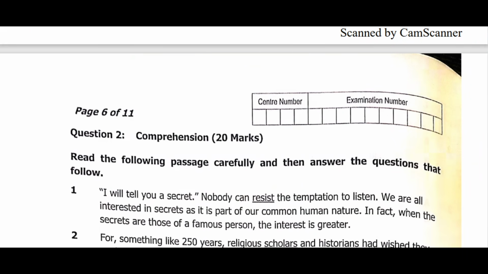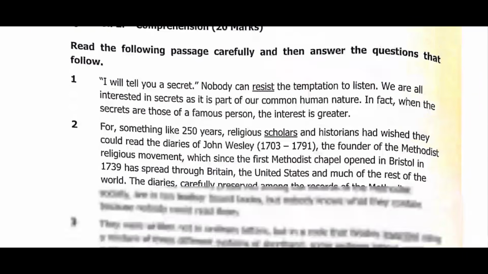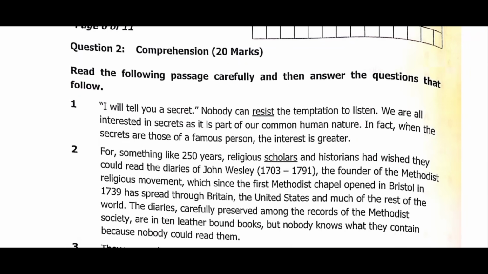Now we have a comprehension here. Comprehension depends on how good you are at understanding English. So let's look at this part here, and we'll have 20 marks. Read the following passage carefully and then answer the questions that follow. So let's look at paragraph 1.